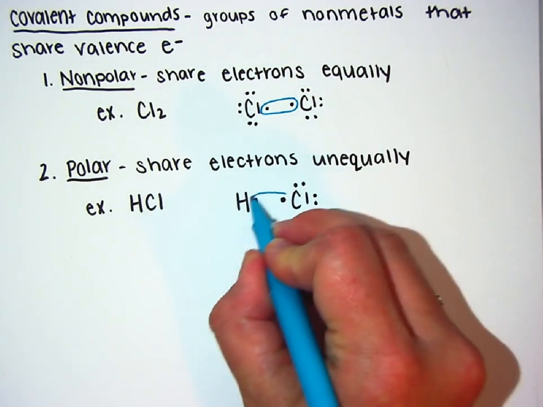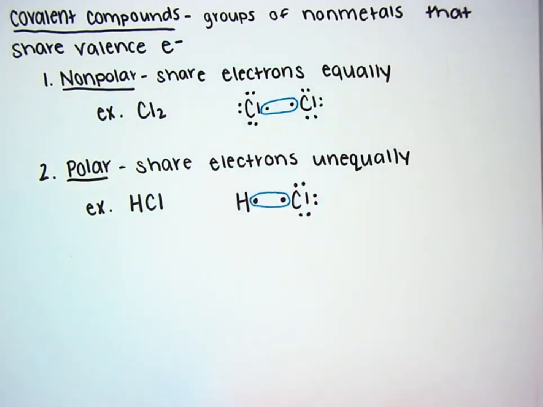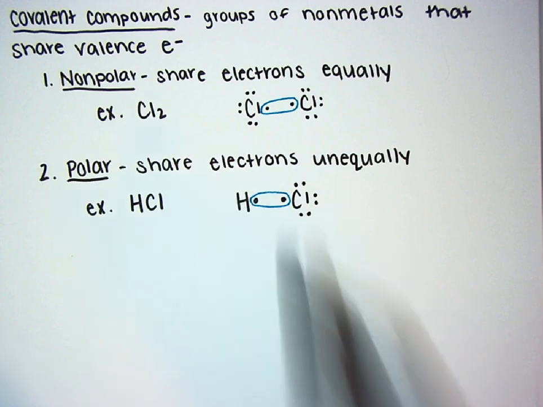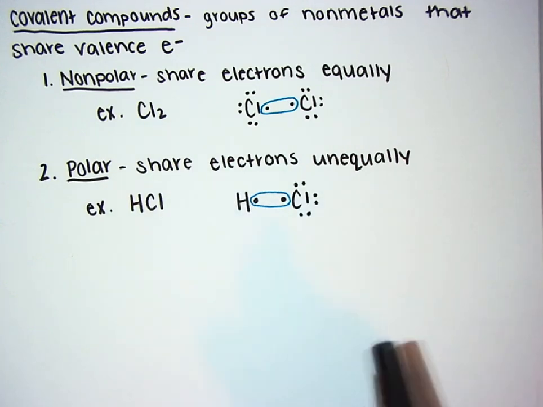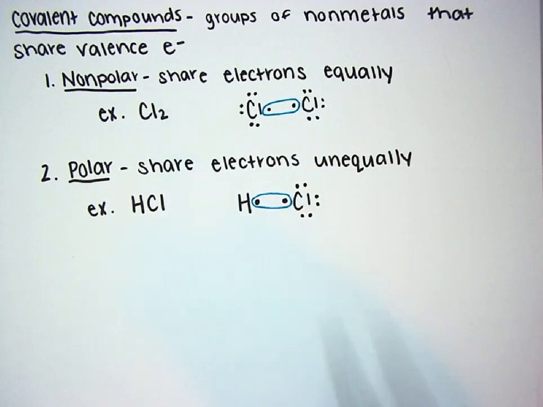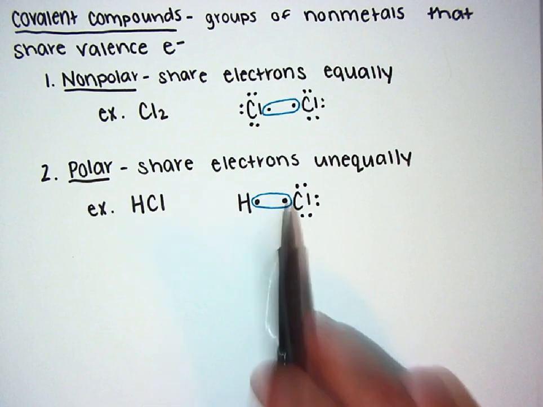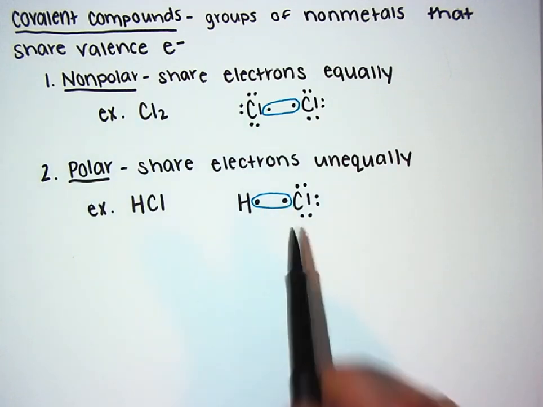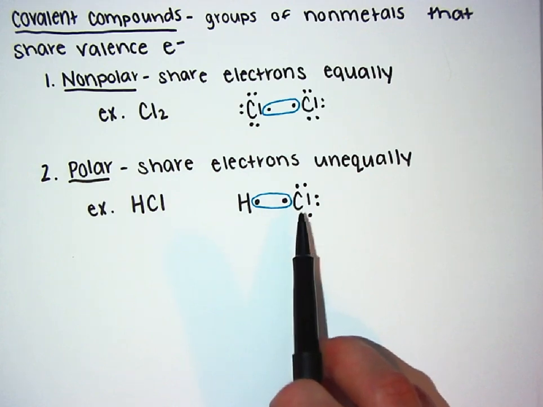By sharing the electrons, chlorine completes its octet, 7 of its own plus the 1 it shares from hydrogen. Chlorine now has 8 electrons. Remember, hydrogen is an exception. Hydrogen's happy with only 2 electrons. So again, by sharing its electron, it fills its outermost valence shell. So in this case, the electrons are not going to be shared equally. The reason that they are not shared equally is because chlorine is more electronegative.